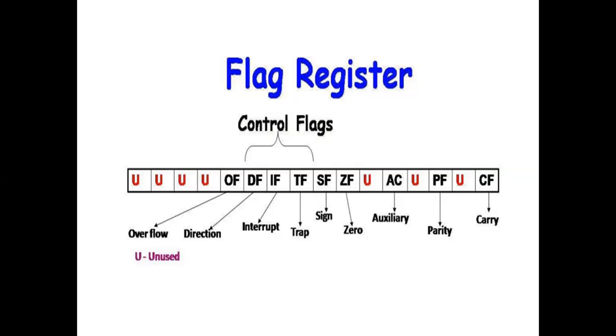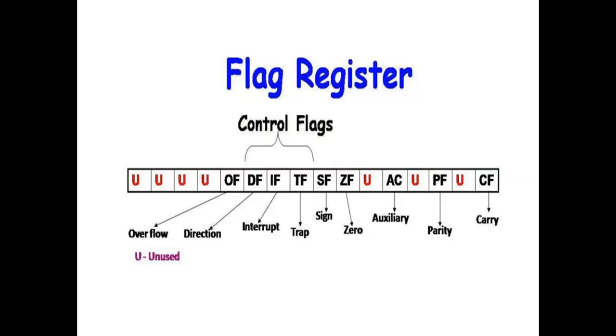Next, we divide this flag register into the conditional flag and control flag. What is the conditional flag? The carry flag, auxiliary flag, parity flag, zero flag, sign flag, and overflow flag are the conditional flags. And next we discuss the control flag. What are they? Control the operation of execution.